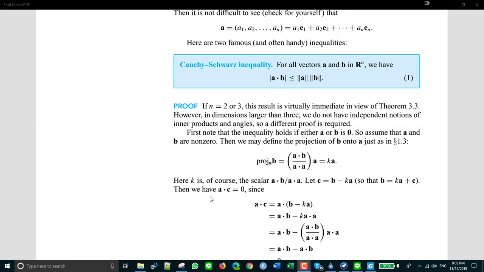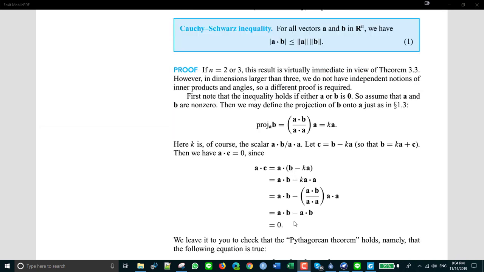Then we have a dot c equals 0. So why is that? a dot c equals a dot (b minus ka). That's what c was. That's a dot b minus k times a dot a. That's a dot b, and we're replacing k by this. We have that, and that works out to this, I guess. These are all numbers, so we can cancel, and then we get 0. So a dot c equals 0, okay.